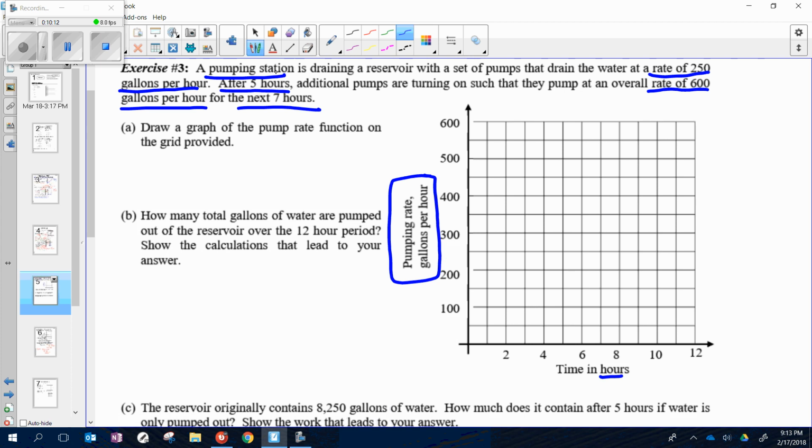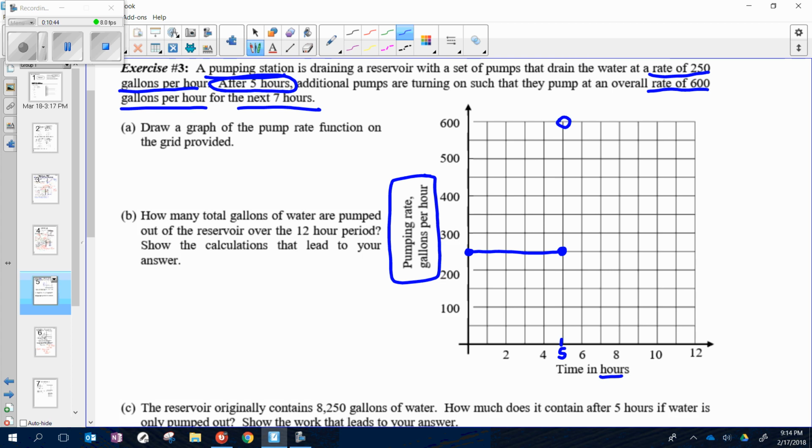All right, so let's read it again more carefully here. We're starting at 250 gallons per hour, and then it changes after 5 hours. So we're starting at 250 gallons per hour, 4 hours, 5 hours. We got to decide, should that be opened or closed? It says after 5 hours, so I'm going to say we're going to close that. As soon as we step away from 5 hours, even the slightest bit of a step away from 5, we're going to jump up to 600.